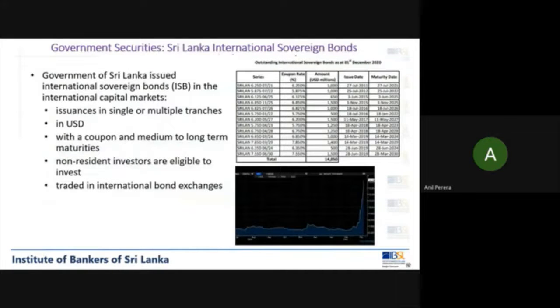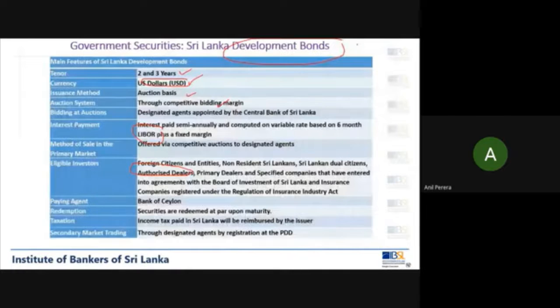Then we have ISBs, International Sovereign Bonds. These are very similar to Euro bonds. Remember, I used the term Euro bonds. Euro bonds means these are issued and traded in the international market. Now, SLDBs, they are issued in the Sri Lankan market. Okay? And also there's no secondary market. Issued in Sri Lanka, that's all.